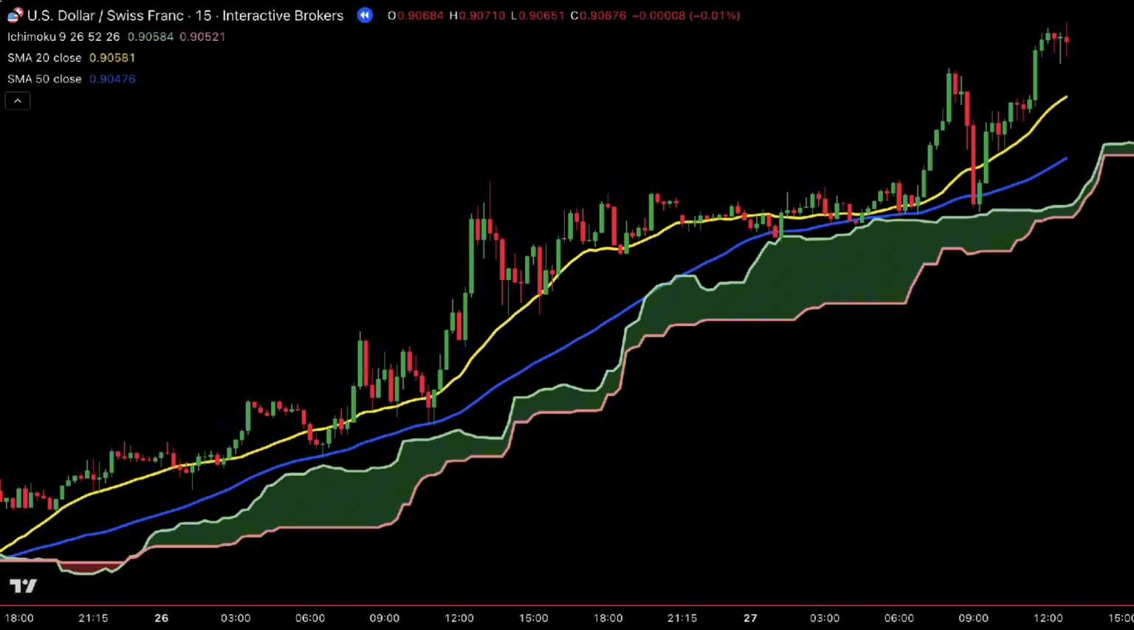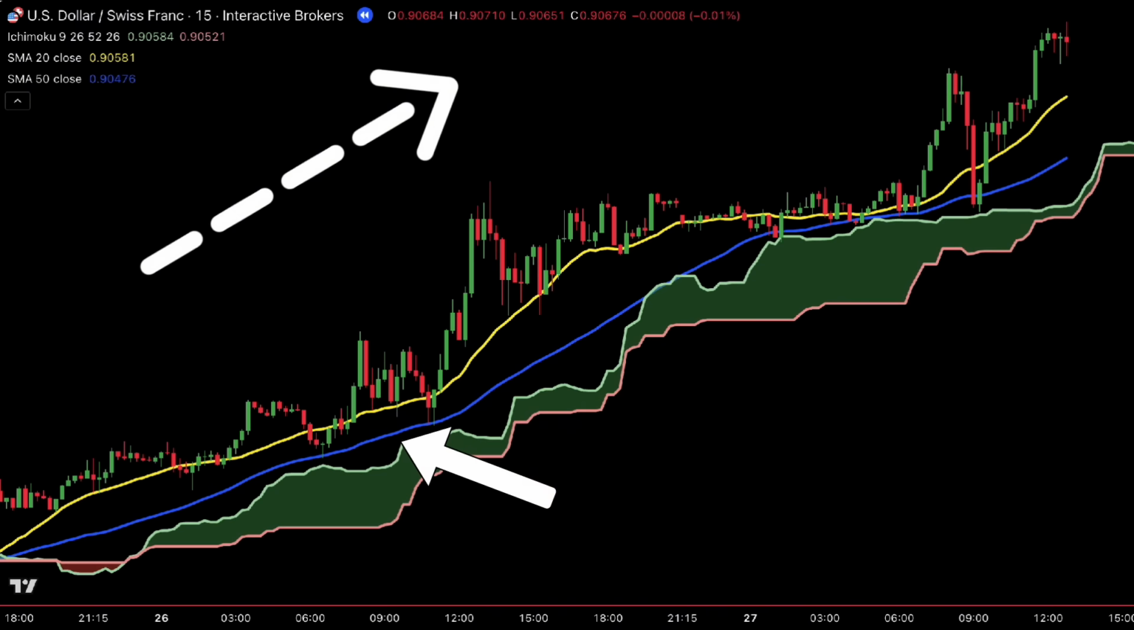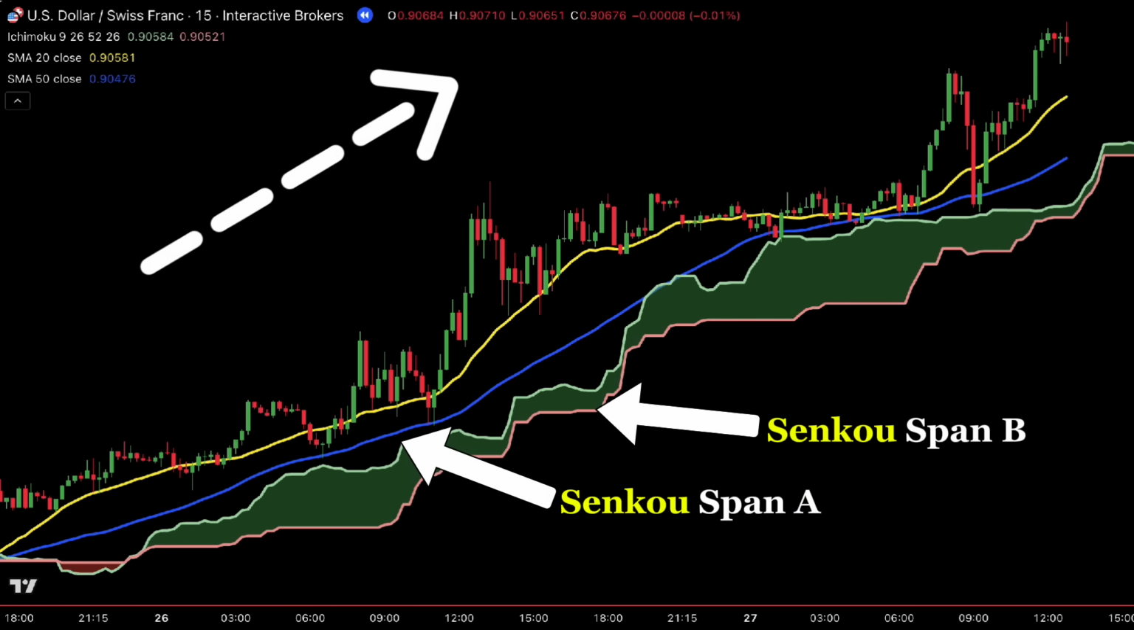In this example, price is trading above the Ichimoku Cloud. The cloud is bullish, Senkou span A is above span B. Both Tenkan and Kijun are angled upward. This is a strong uptrend.